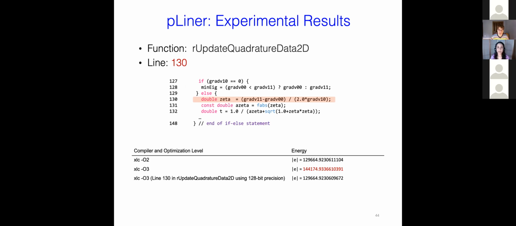I see. So this was the first line where that happened in the code? No, it was the only line that, when you increase precision for it, when this operation is computed in higher precision, then the optimizations that are being applied do not trigger floating point exceptions. But what if you have multiple lines? Oh, yes. pLiner can also find multiple lines.